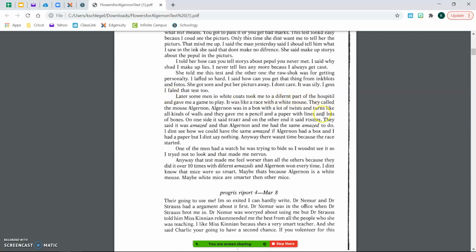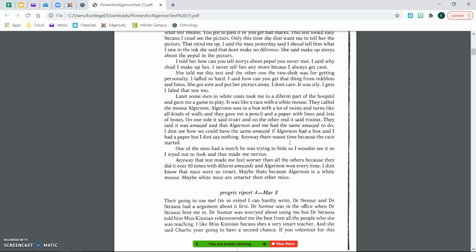Later, some men in white coats took me to a different part of the hospital and gave me a game to play. It was like a race with a white mouse. They called the mouse Algernon. Algernon was in a box with a lot of twists and turns like all kinds of walls, and they gave me a pencil and a paper with lines and lots of boxes. On one side it said start, and on the other end it said finish. They said it was a maze, and that Algernon and me had the same maze to do. I didn't see how we could have the same maze if Algernon had a box and I had a paper, but I didn't say nothing. Anyway, there wasn't time because the race started. One of the men had a watch and he was trying to hide so I wouldn't see.